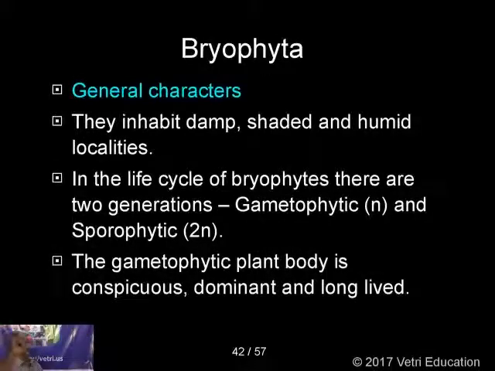Next, the general characters. They inhabit damp, shaded and humid localities. A bryophyte can live only in humid and damp areas; only there can you find the growth. The next one is, in the life cycle of bryophytes there are two generations, the gametophytic haploid generation and the sporophytic diploid generation. The gametophytic plant is conspicuous. You can see the bryophyte as a gametophyte only. It is a long-lived dominant plant, the gametophytic partner.